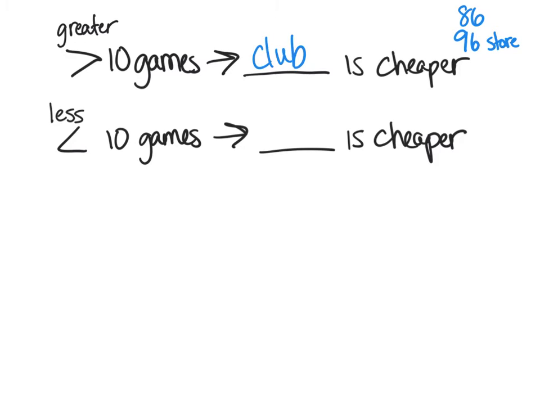Okay, good to know. Now, less than 10 games. What if I rented 8 games? Which place was cheaper? The store. What was the price for 8 games at the club? 74. What was the price for 8 games at the store? 64. Yes. That proves right there that your answers are right. This is the club. This is the store. Awesome.